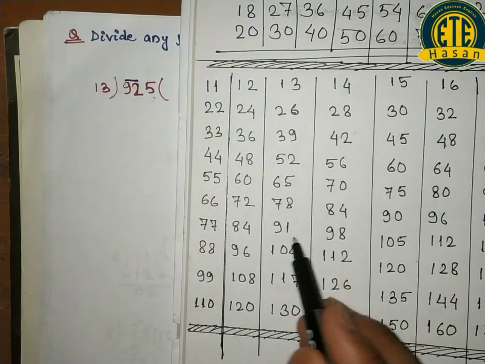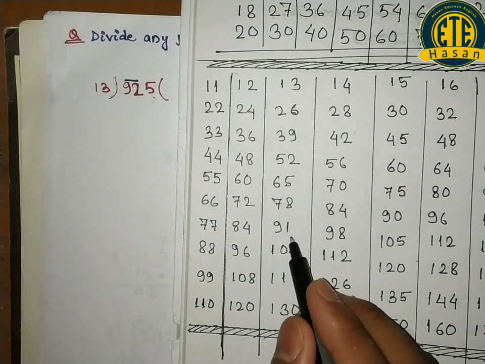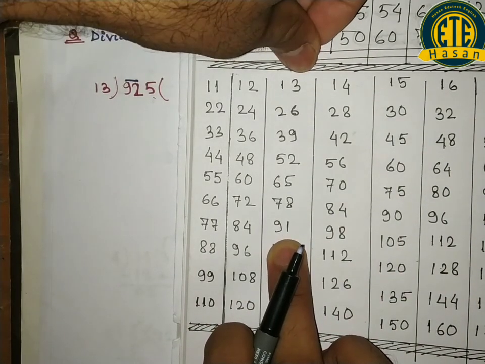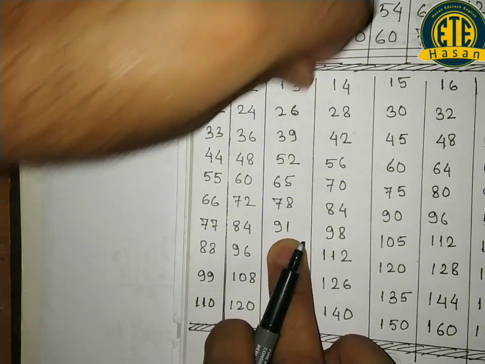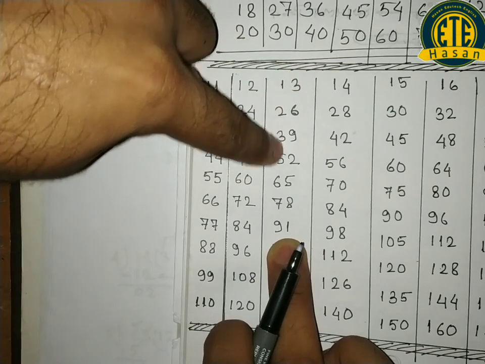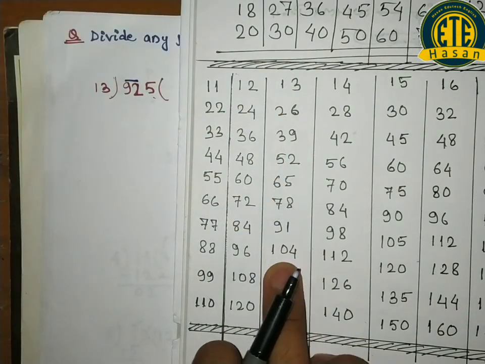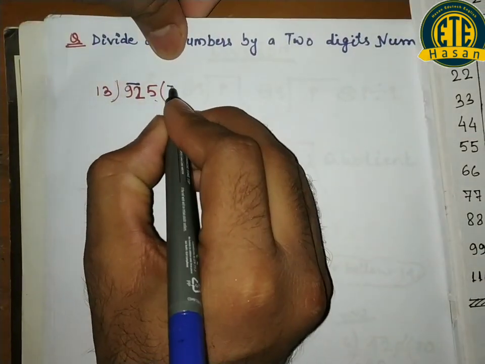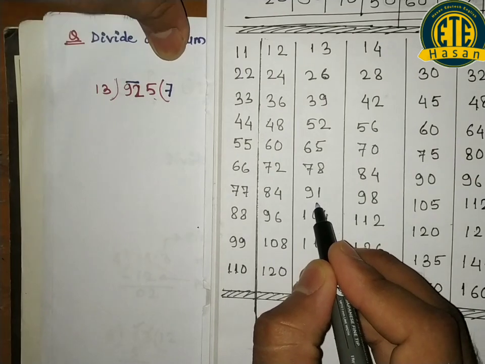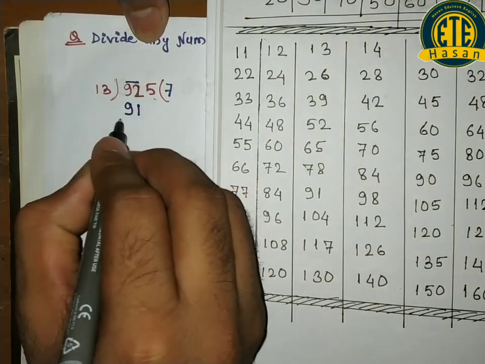Here is 91 in the table of 13. We have to go up to 91. How many times does 13 go into 92? Counting 1, 2, 3, 4, 5, 6, 7, it is 7 times. 13 times 7. How much will it be? Here it is 91. Write down 91 here.